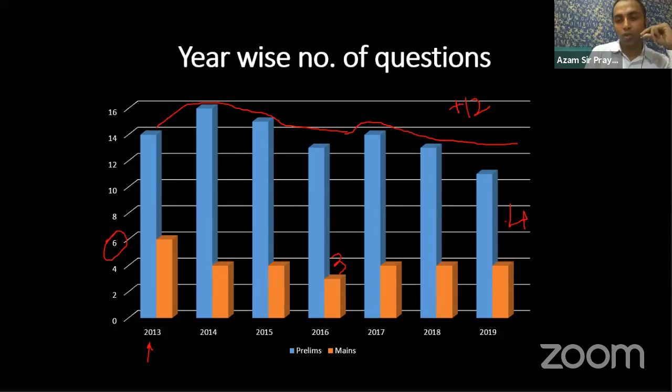Now these four questions, some could be of 10 marks, it could be 12 and a half marks, or it could be 15 marks. In general, these days the questions are coming in the range of 10 to 15 marks in mains. And prelims are fixed, two questions, 2 marks per question. Okay, so having got the weightage of science and technology, let us now see the overlapping of science and technology with other subjects.